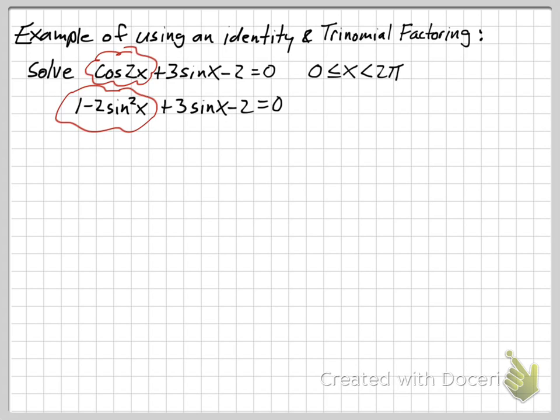Look at this guy right here, cosine 2x. That's a double angle formula. Okay, and how do I know that? Because I'm multiplying my input variable by 2. Okay, so now I do that, and everything is in terms of sine.